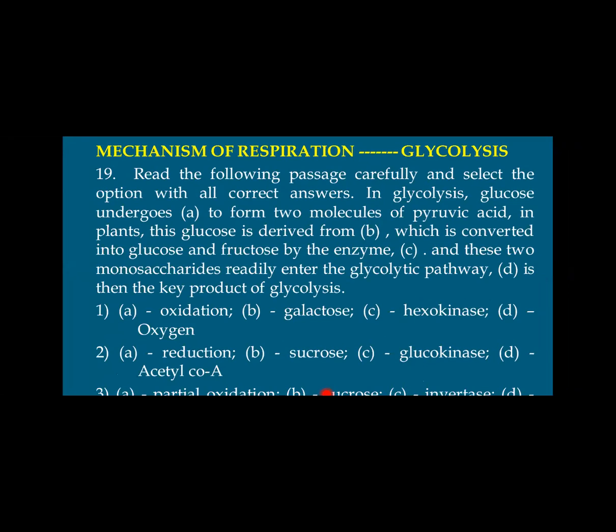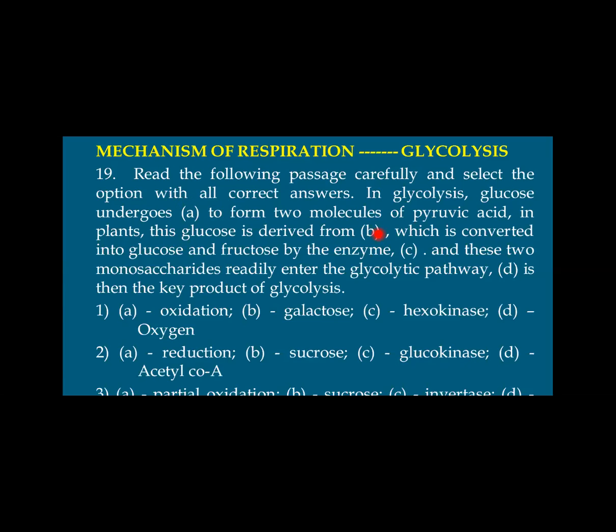So now let me come to question number 19. Read the following passage carefully, and select the option with all the correct answers. In glycolysis, glucose undergoes A to form two molecules of pyruvic acid. Undergoes what? Partial oxidation. Always you should use the word partial. Why? Because it is an anaerobic step. Oxygen is not used, so it is partial.